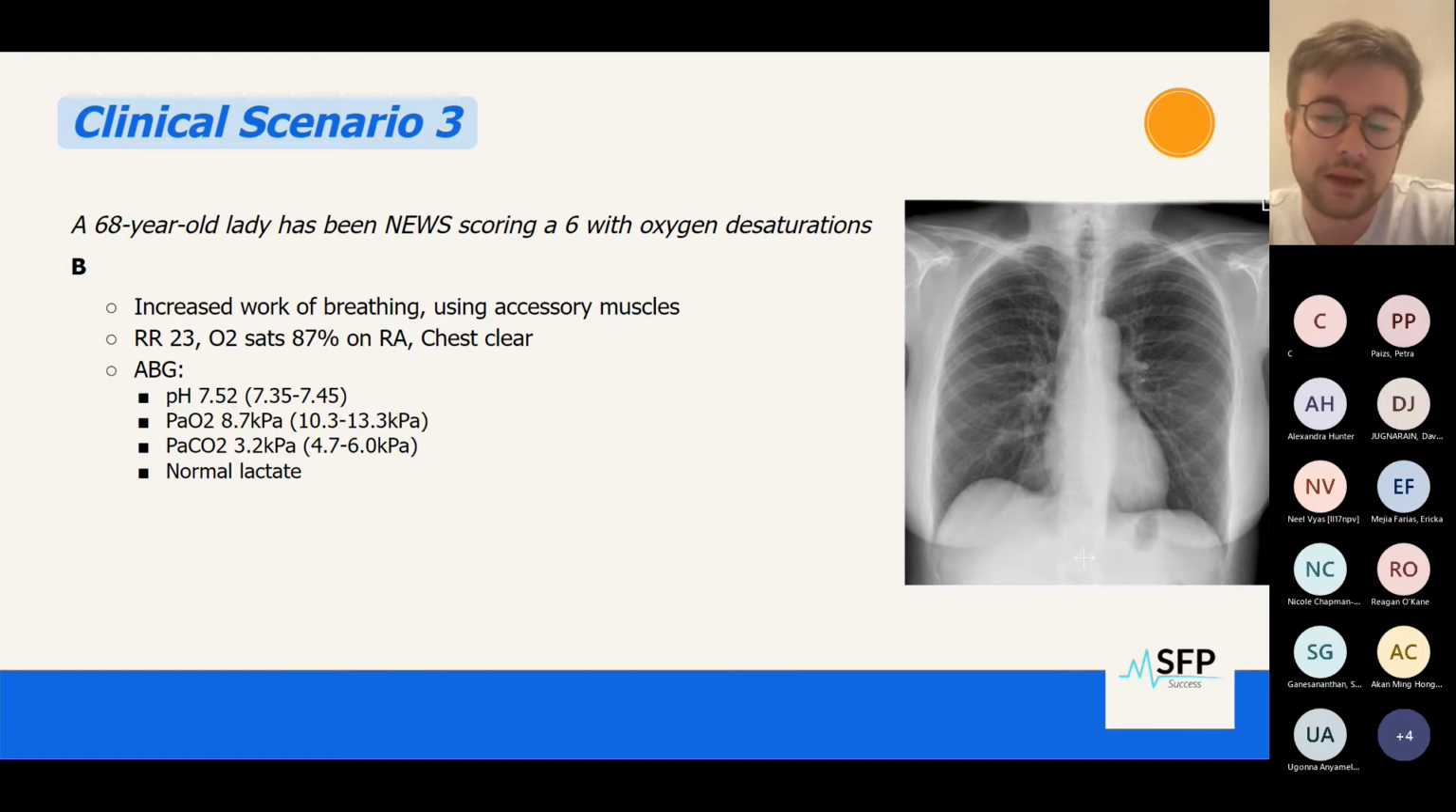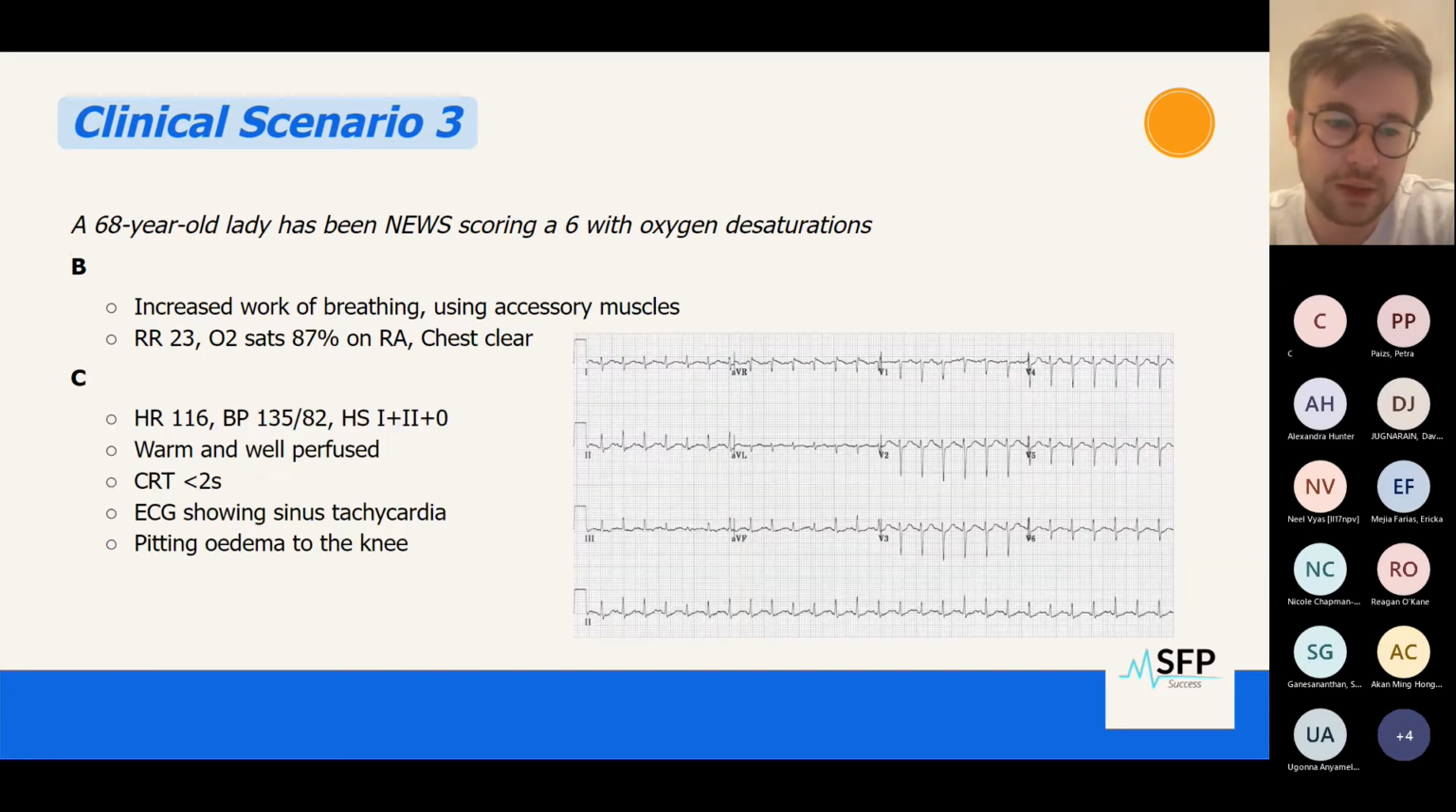I think an ECG can quite often be performed on most people, especially if they're tachycardic, because it can just give you some more information. So if we move on to the next slide. She is tachycardic, her blood pressure at the minute is fine, and her heart sounds are normal.